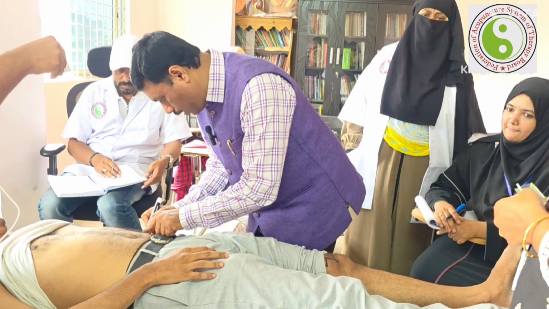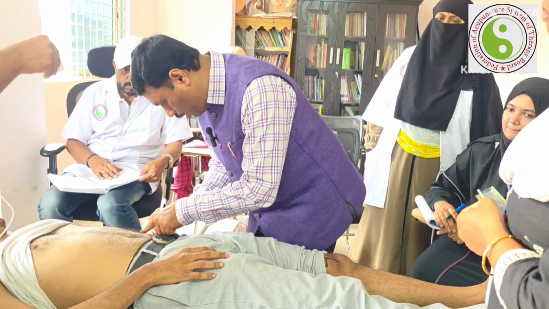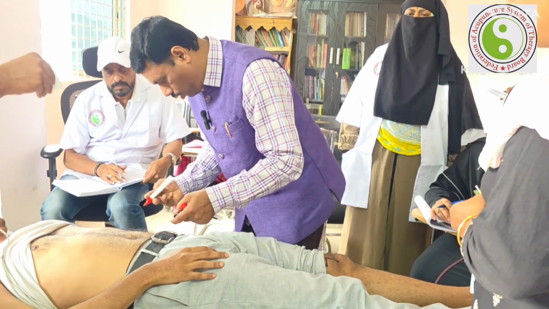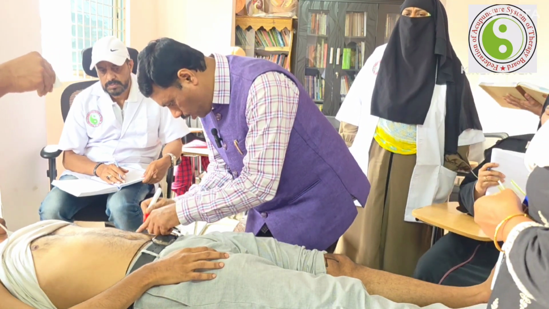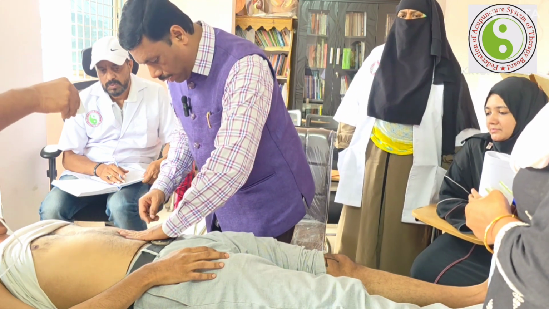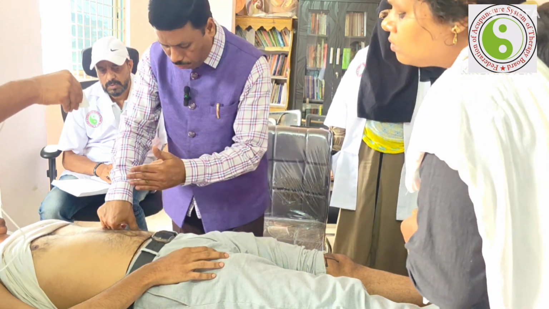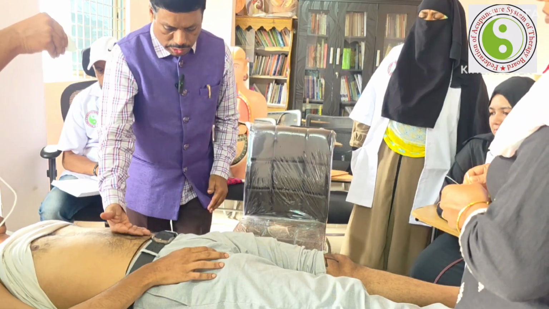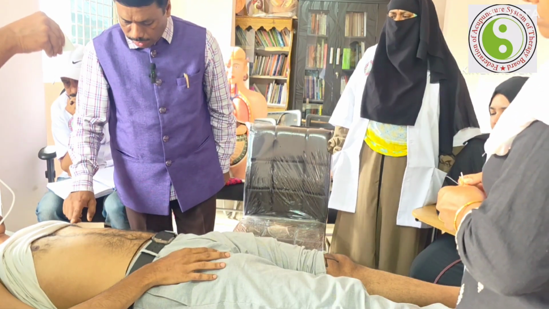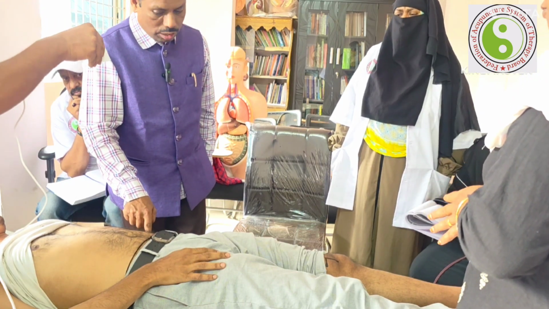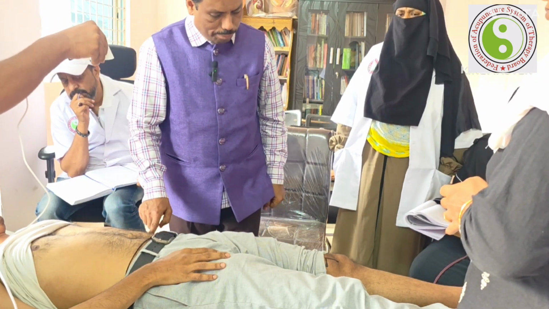So this is to be known as Spleen 15, right? Spleen 15 is 3 plus 1, 4 chun lateral. So therefore this line is very important. From here to here, how many chun? 4 chun. So you just apply the needle.